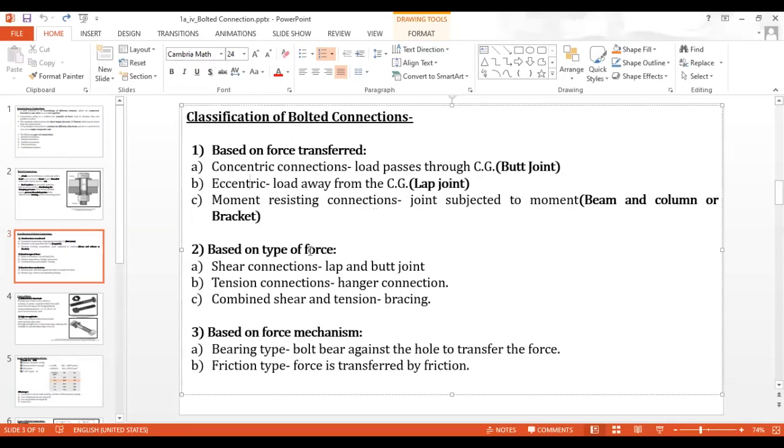Then depending upon the types of force, first one is shear force connection, the joint is called lap and butt joint. Tension connections are called hanger connections. Combined shear and tension is called bracing. Then depending upon the force mechanism, bearing type connections and friction type connections. In the bearing type connection, the bolt bears against the hole to transfer the force, and the second one is friction type, that is the force is transferred by friction.